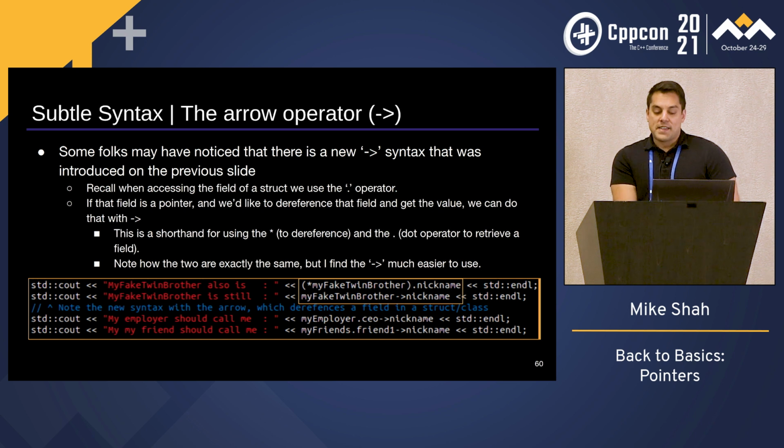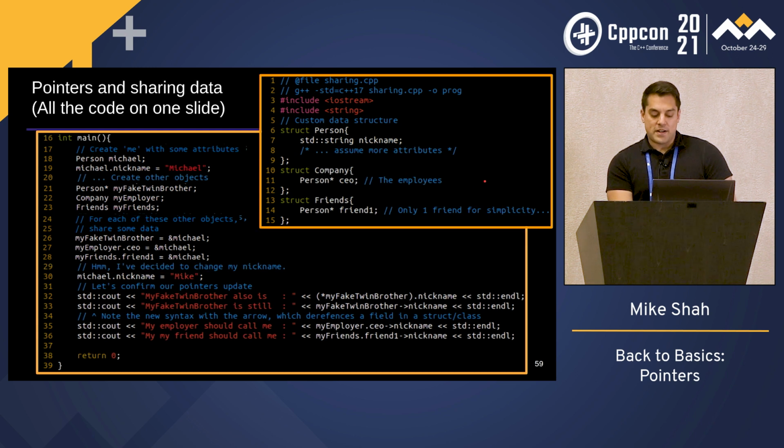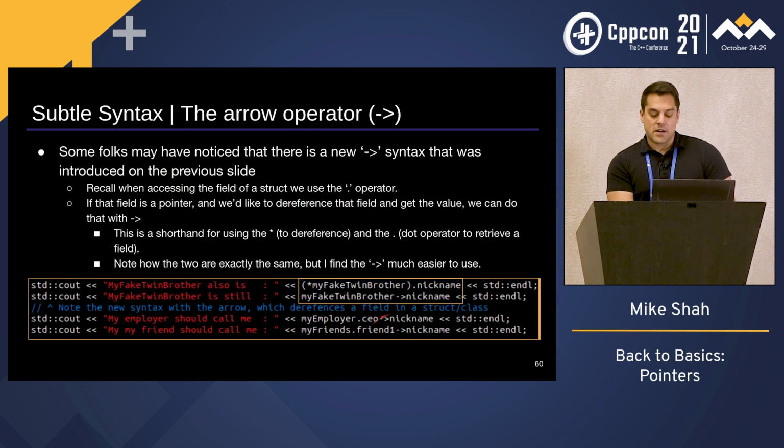Now there was a subtle syntax thing here. And I will rewind us back here, because you'll notice I printed out my fake twin brother 2 times here. We only had 1. Now, why did I print this out 2 times here? Well, when we're accessing the field here, we can actually use a syntax that's the arrow syntax. It's a little bit of syntactic sugar here. But what it means is that we're dereferencing our pointer and then accessing the field.